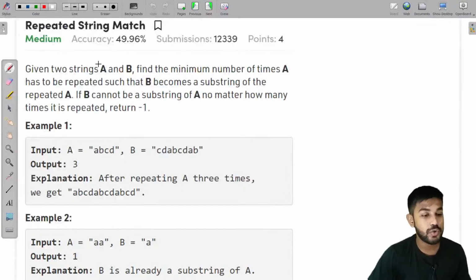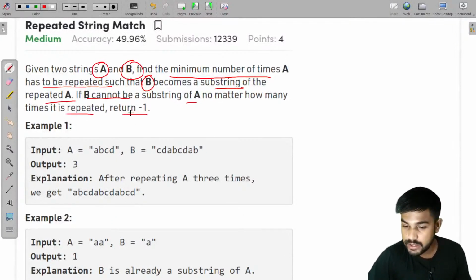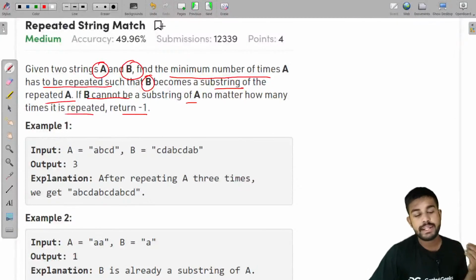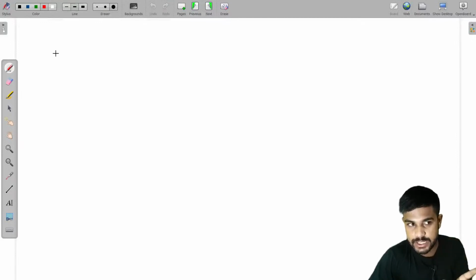So we are given two strings A and B, and we need to find the minimum number of times A has to be repeated such that B becomes the substring of the repeated string A. If B cannot be a substring of A, no matter how many times it is repeated, return -1. So now let us first understand what is a substring. A substring is a contiguous set of string, that is a subpart.